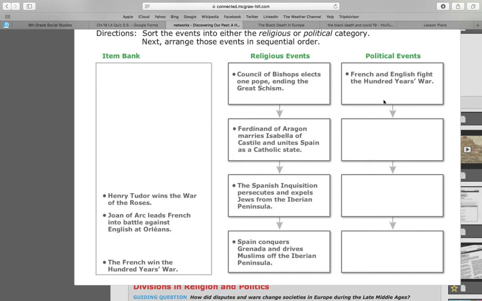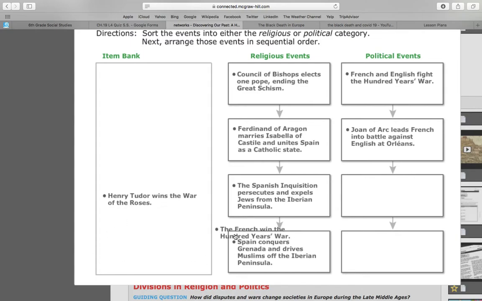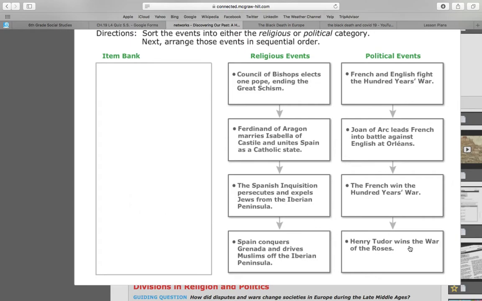All right. Political events. So the French and English fight in the 100 Years' War. That was the beginning of lesson 5. And then this young peasant girl named Joan of Arc leads the French into battle against the English at Orleans. And remember, she ends up dying of Inquisition. She's burned at the stake, but she's honored as a French hero. Then the French win the 100 Years' War, and Henry Tudor wins the War of the Roses.